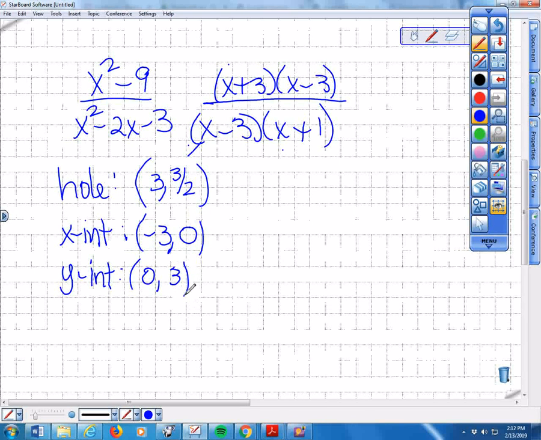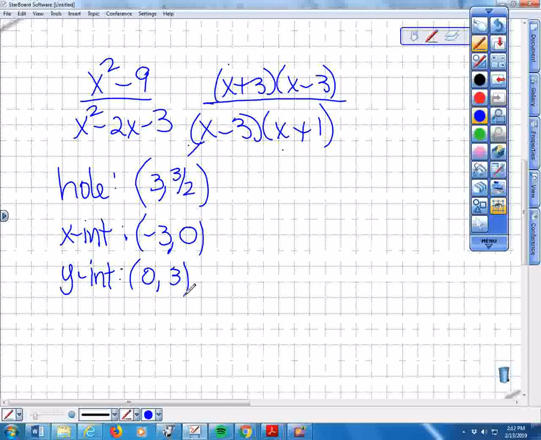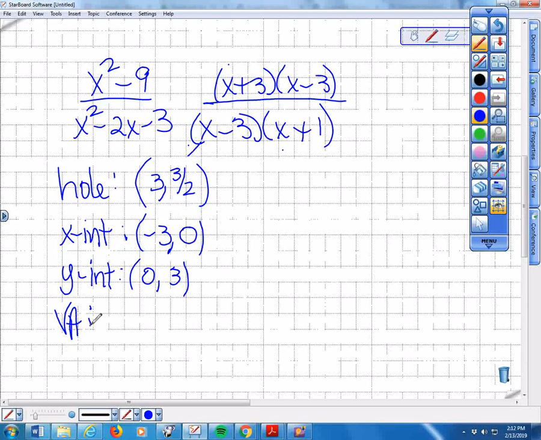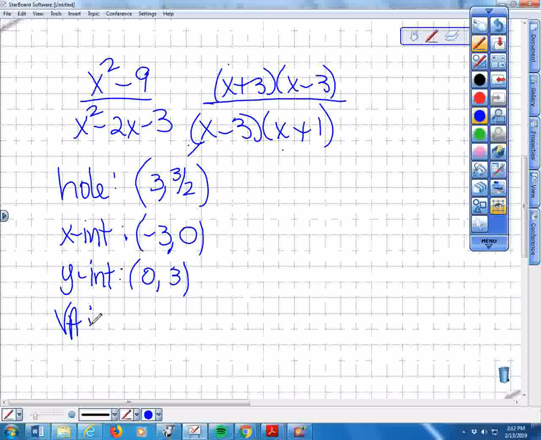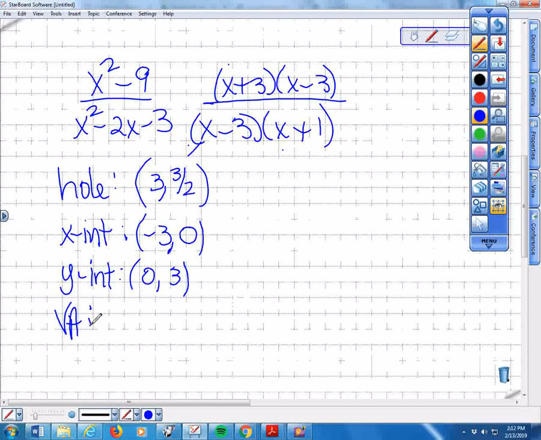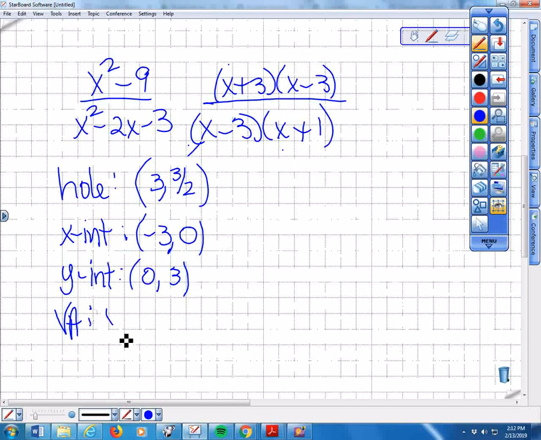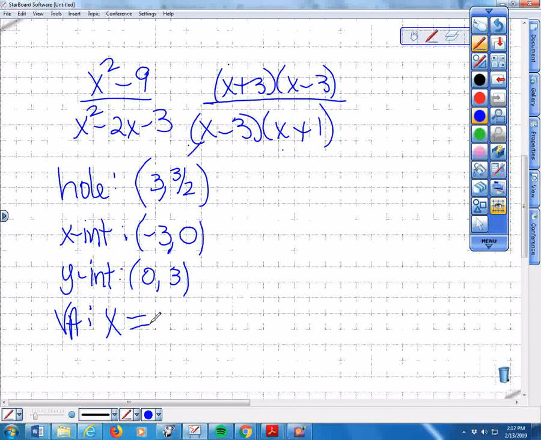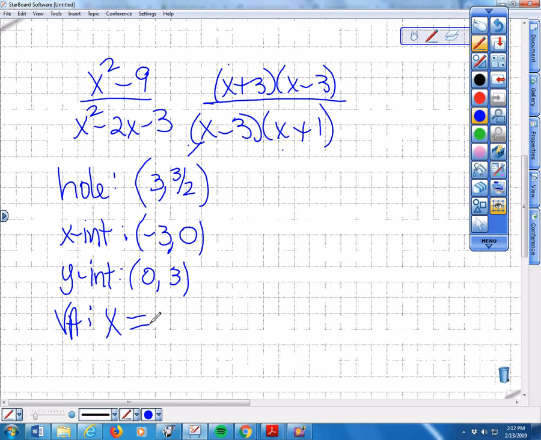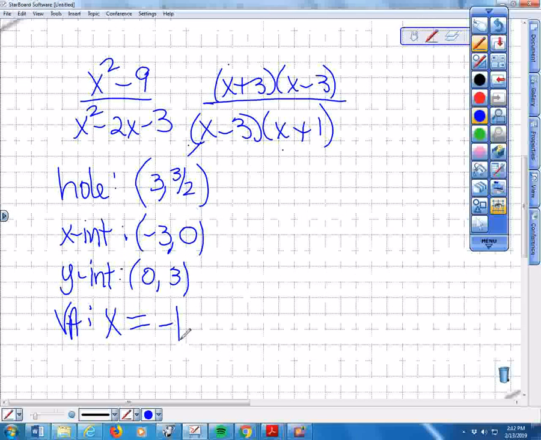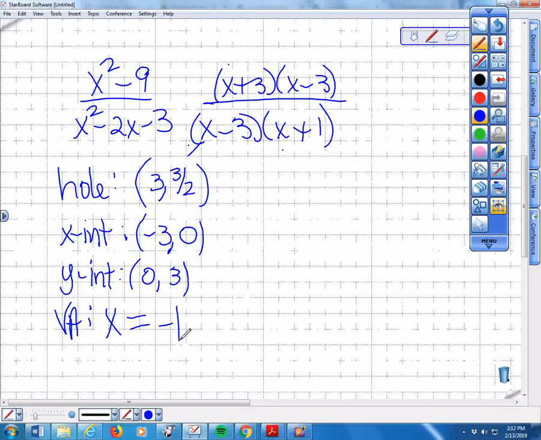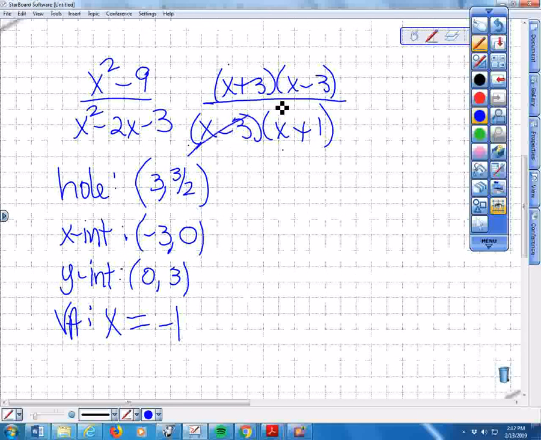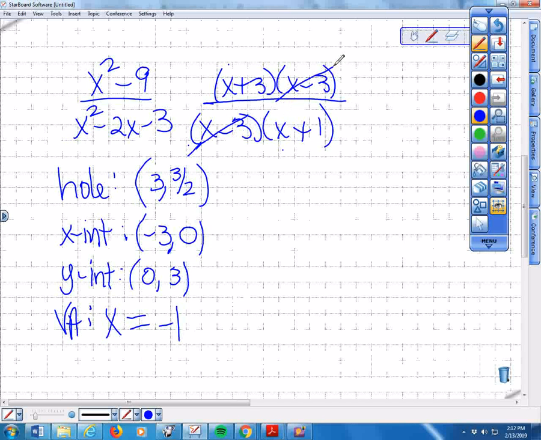Okay, let's work on asymptotes now. What's my vertical asymptote? It's a line x equals. No, these are canceled. Those are holes. Those aren't asymptotes. Just negative 1. Yep. You're not going to have an asymptote where you have a hole. Okay, and I can just cancel these.